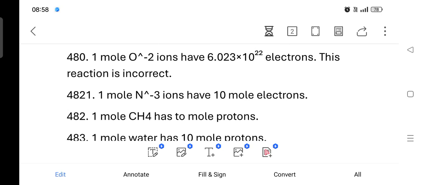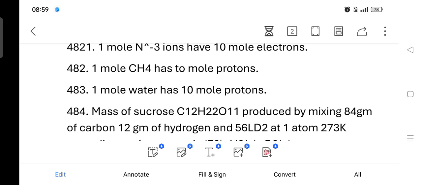One mole of O^-2 ions have 6.023 into 10 to the power of 22 electrons. This statement is incorrect. 1.1 mole of N^-3 ions have 10 moles of electrons. 1 mole CH4 has 10 mole protons. 1 mole of water has 10 mole protons.